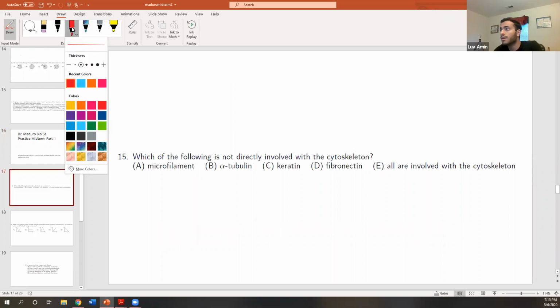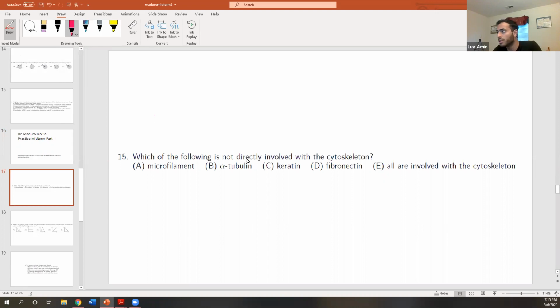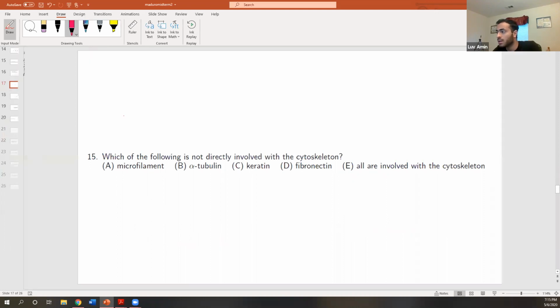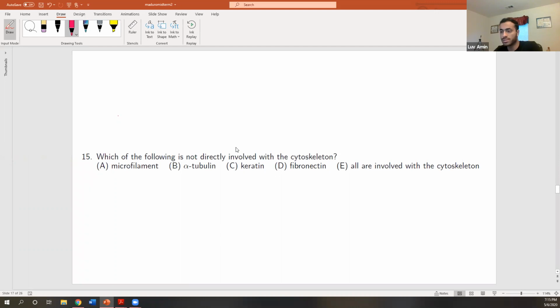Number 15. What it's asking is, which of the following is not directly involved with the cytoskeleton? Well, let's go over what is involved in the cytoskeleton. We know there's three major types of fibers, right? We got microfilaments. I apologize for my handwriting just from the beginning because it's gonna get bad. We got microfilaments. We got intermediate filaments. And we also got microtubules, right? I'm sorry for the handwriting once again.